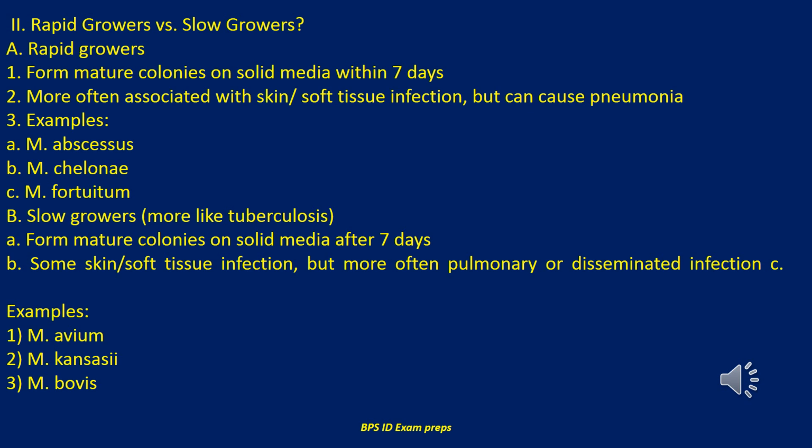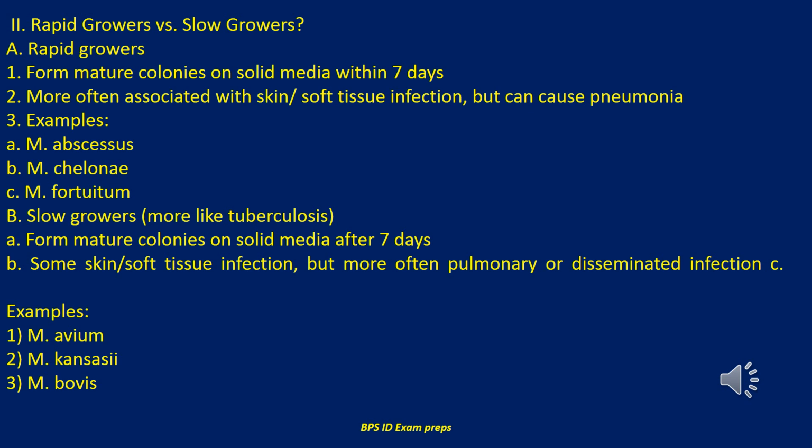Rapid growers. 1. They form mature colonies on solid media within 7 days. 2. They are more often associated with skin and soft tissue infection, but can cause pneumonia. Examples include A. M. abscessus, B. M. chelonae, and C. M. fortuitum. Slow growers are more like tuberculosis.